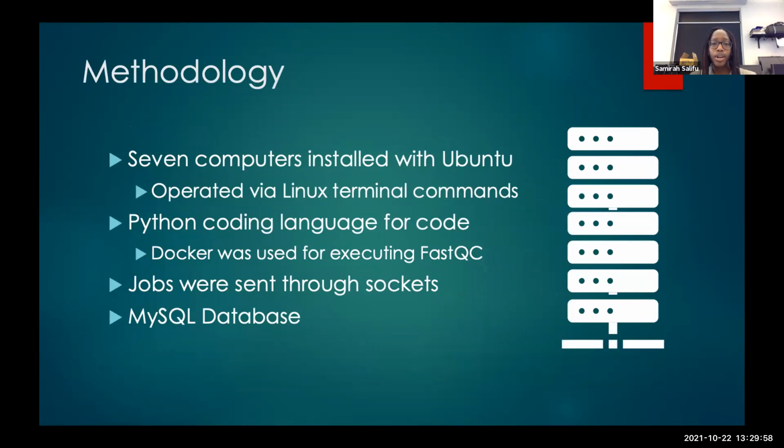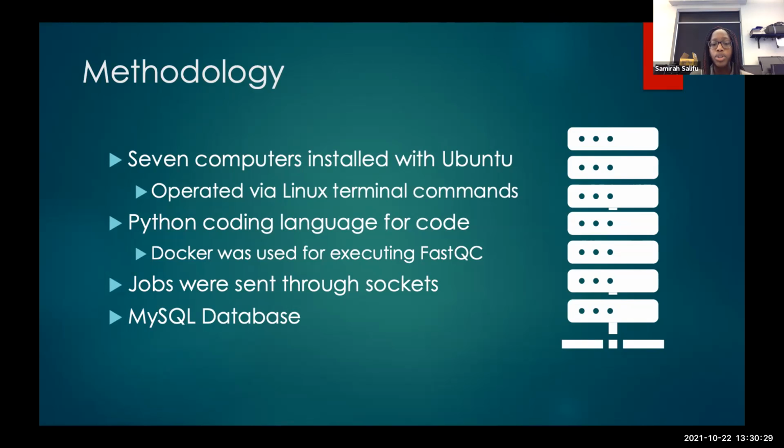For the methodology, I used a total of 7 computers, all installed with Ubuntu version 20.04, the 2020 version. One computer was the client, or in the case of the BioCloud program, the user, and that computer had a graphical interface. Then 4 computers were servers. Those 4 computers were handling all the jobs, and all jobs were sent to one of the 4 servers.